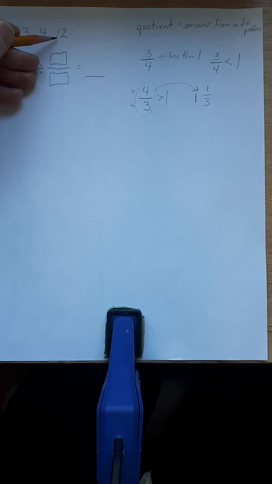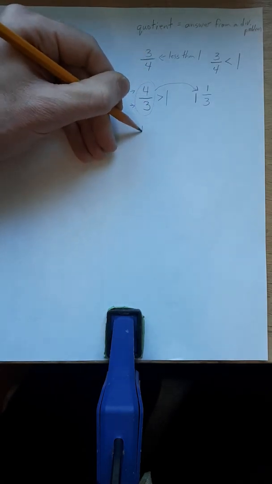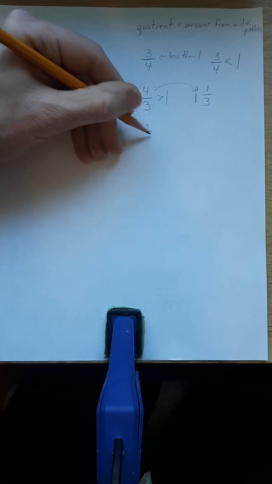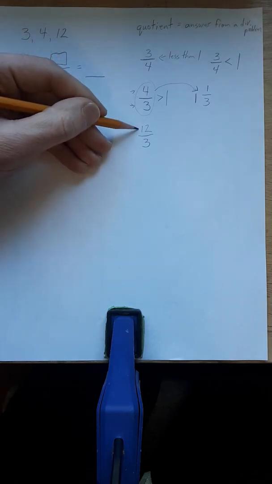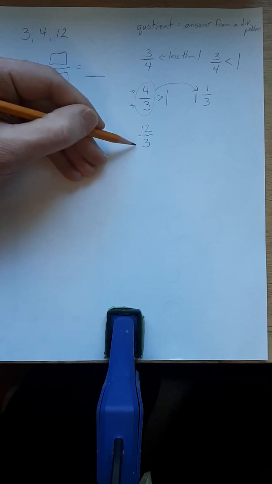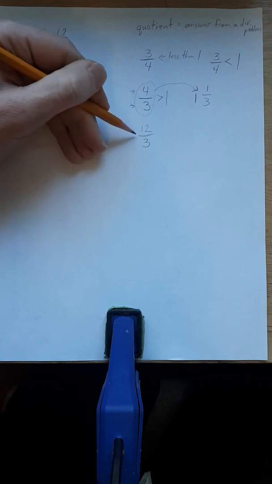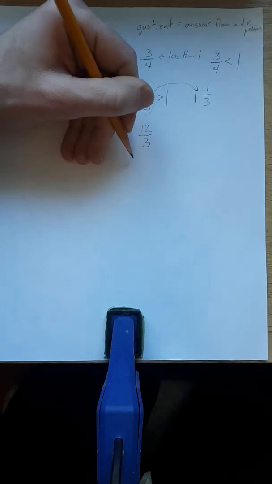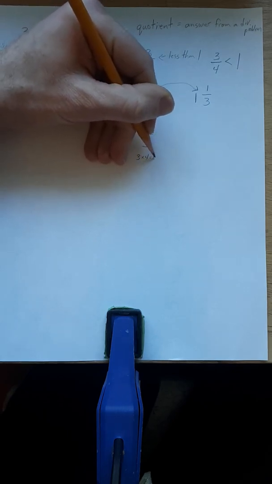What about if we did 12/3? That's also going to be larger than 1 because, again, our top number is bigger than our bottom number. So the way that I'm going to think about this is that I know that, maybe I'll write it down here. I know that 3 times 4 equals 12.